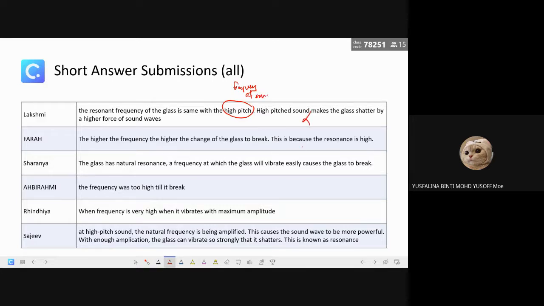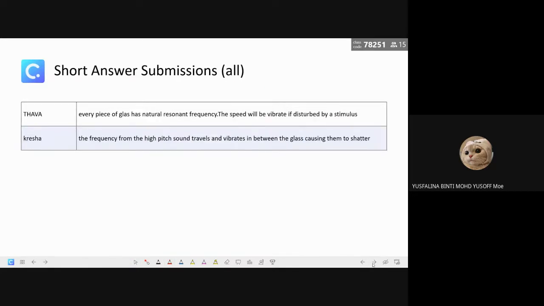Alright, so this is wrong. The glass has censored the frequency. Okay, 1 mark. No. When frequency is very high, we vibrate with the maximum amplitude. No. Natural frequency being amplified, this causes the, no. Because they have the same frequency, not higher. It has to be the same frequency as the sound frequency. As the sound frequency and natural frequency must be same, then resonance will happen, not higher. Okay. No.